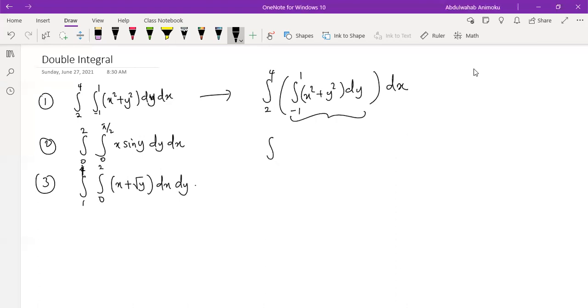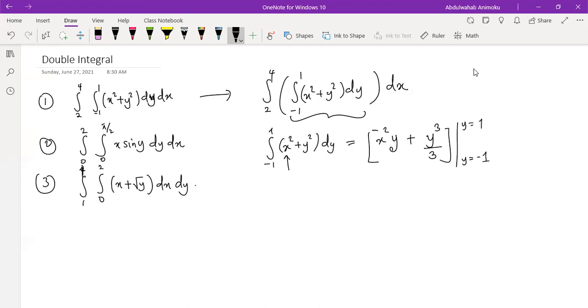It's always useful to separate them. So first of all, bring this out and evaluate it with respect to y. Now x is acting as a constant. So the integral of the first function is just integration of a polynomial, so it's just going to be x squared y. And the second one, we increase the power by 1 and divide by that power. Then we evaluate this at y equal to 1 and y equal to -1. These are the bounds.